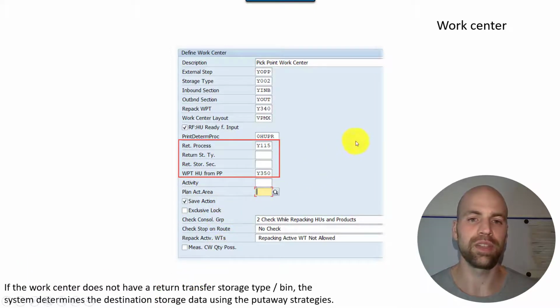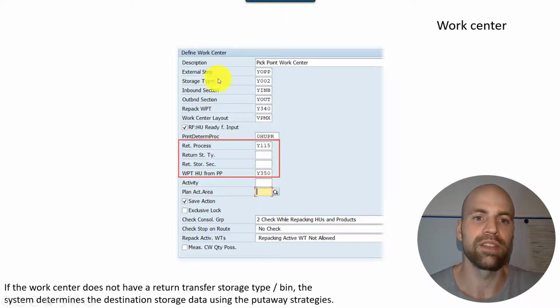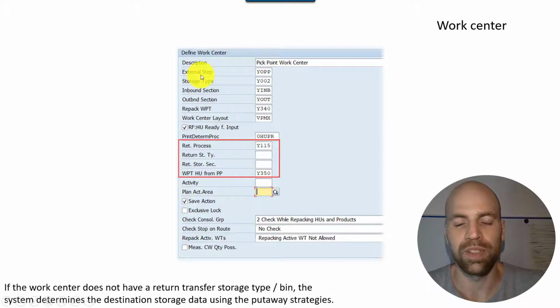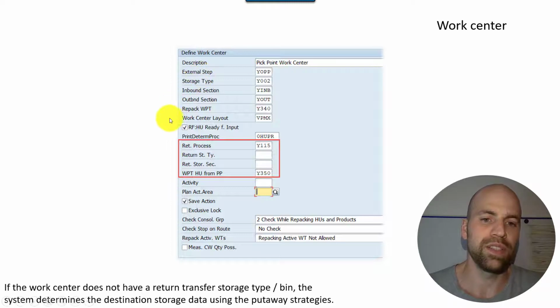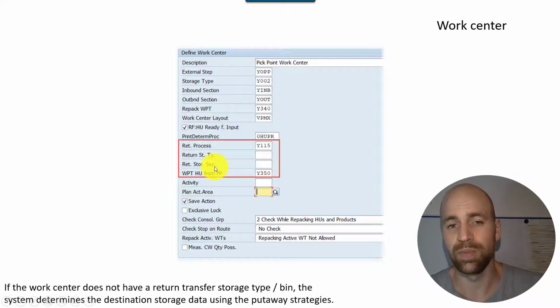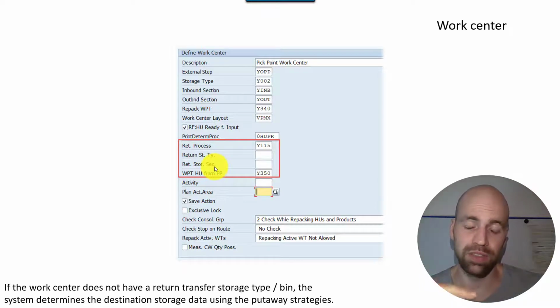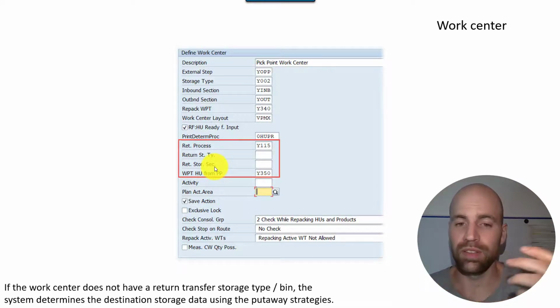And this is the work center customizing, and I mentioned already you need to create the work center in the storage type which you flagged as being a pick point type. This parameter set to B. And important here is that you can define the process type, the storage type, and the storage section for the return process. So the movement of the source HU back to the rack, to the bin, wherever it should go after the picking process is completed.